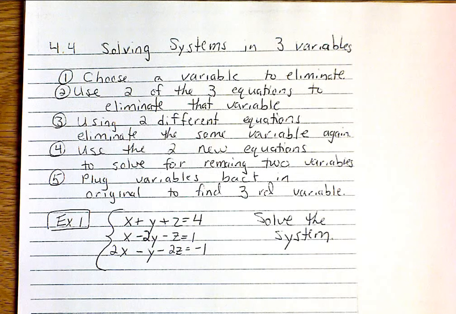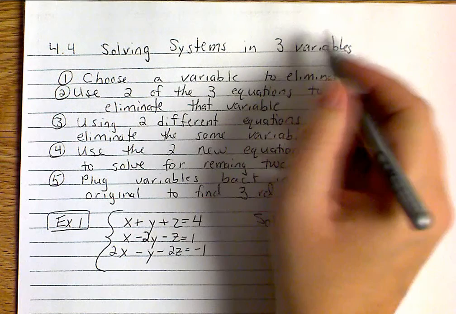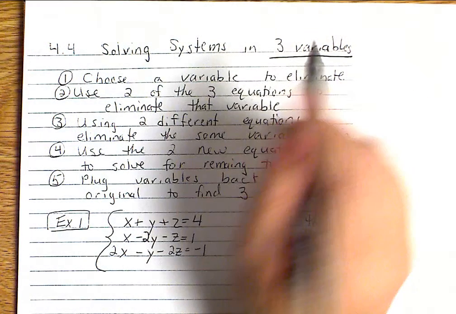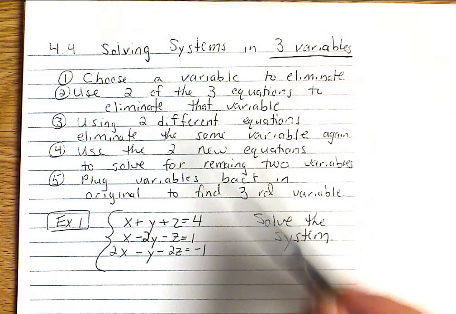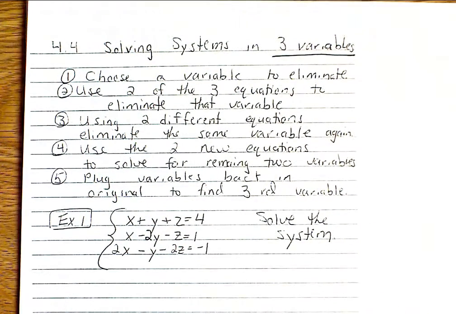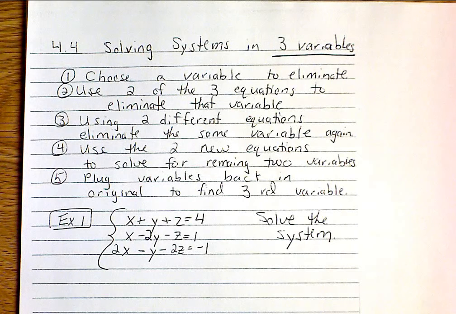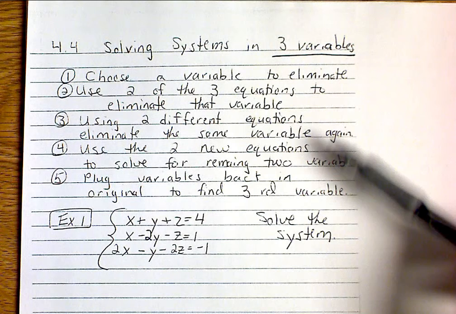All right. 4-4 is solving the system with 3 variables. Remember, if you have 3 variables from yesterday, we talked about how many equations we have to have? 3. So anytime we have 3 variables, you have to have 3 equations, and that's why this has 3 equations. This kind of gives you your steps, and then we're going to go through these steps.